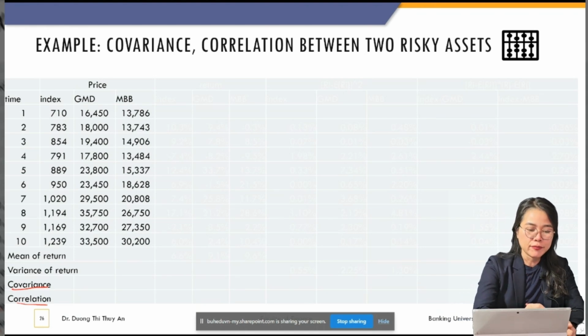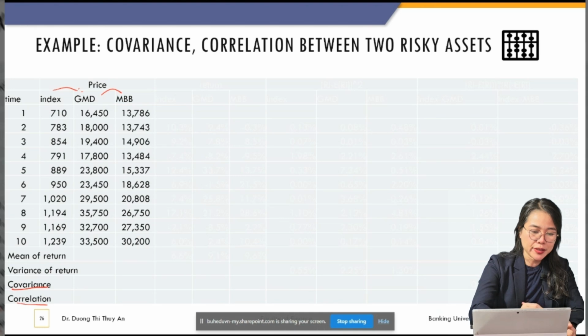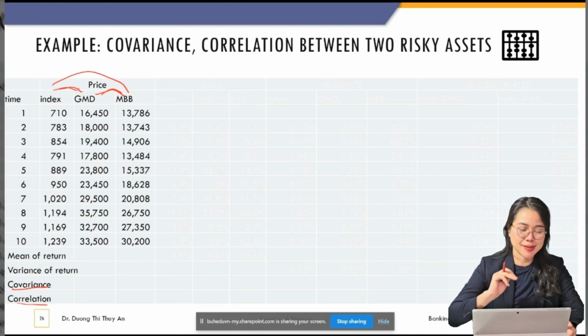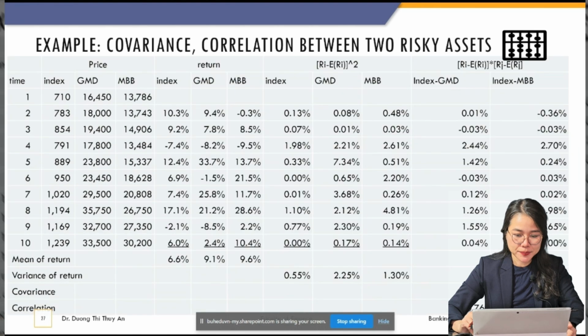Basically we have three assets. So how many pairs? Three pairs. You calculate covariance for index and GMDEP, index and MPP, and then GMDEP and MPP. Covariance and correlation of three pairs. Please do it at home using the formula. Here, you can check what I did and compare your result with this slide.